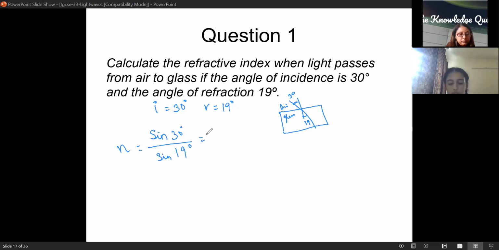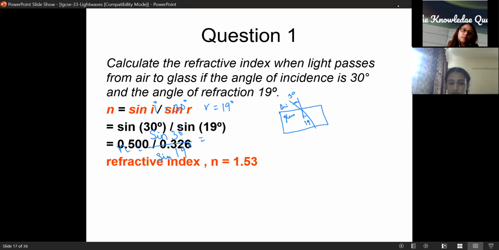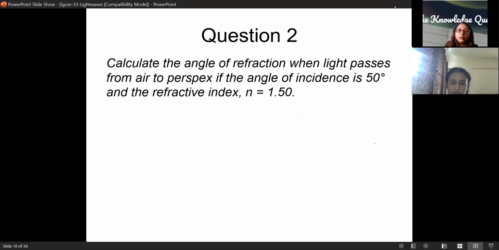1.54. What's the answer? 1.54, if you round it off. Is this the value that you're getting? Yeah. Very nice. Great. Next one. Do this.